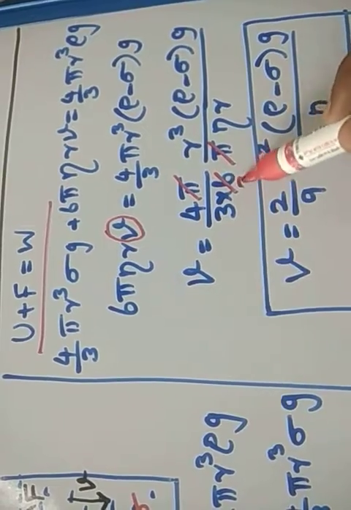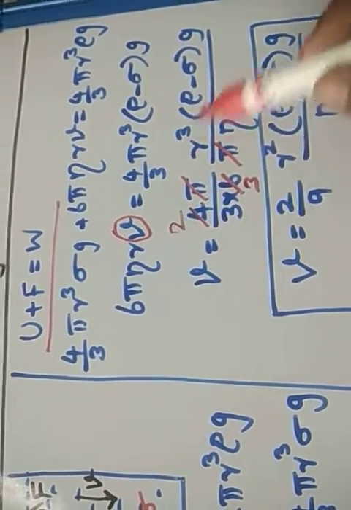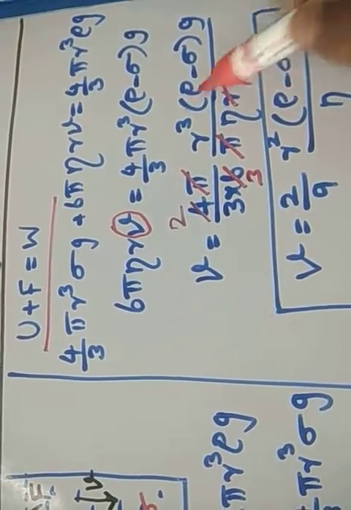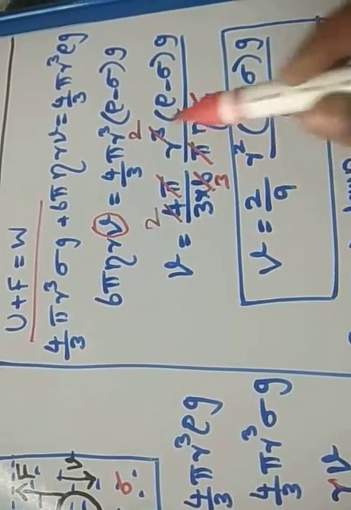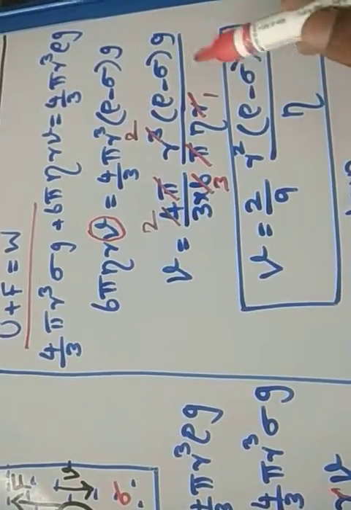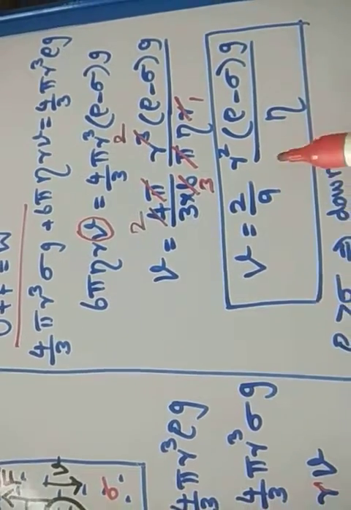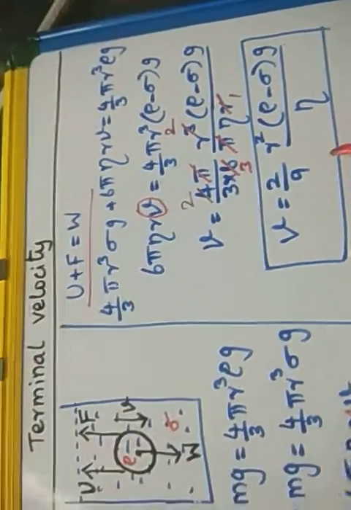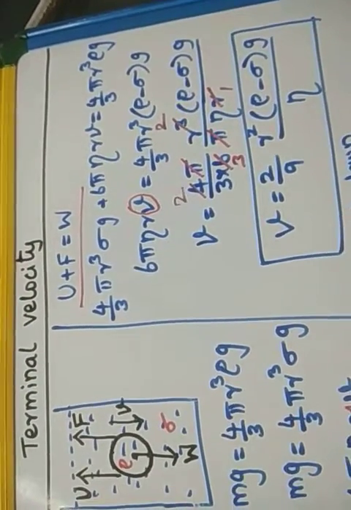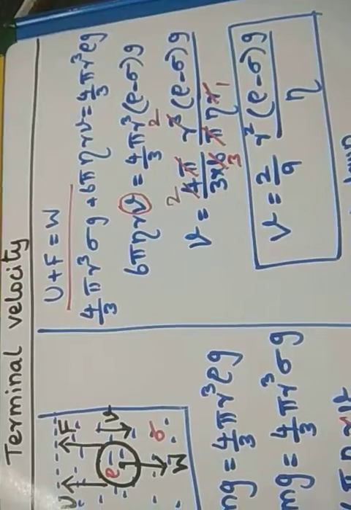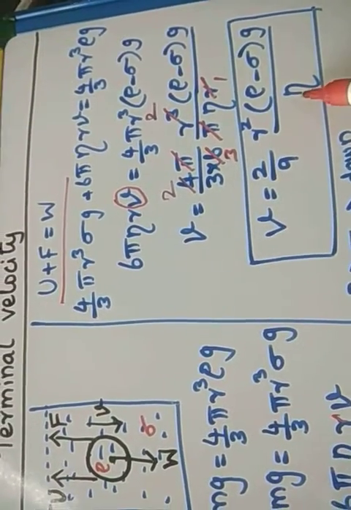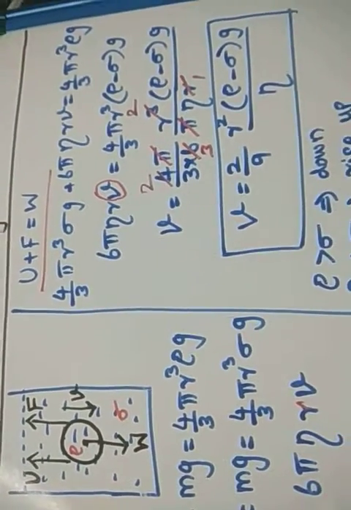Here it is 3 times, this is 6 times. Again the r is cancelled, leaving r power 2. So we get v equal to 2 by 9, r squared, rho minus sigma, g by eta. This is the maximum terminal velocity of the sphere when it falls through a liquid whose coefficient of viscosity is eta.